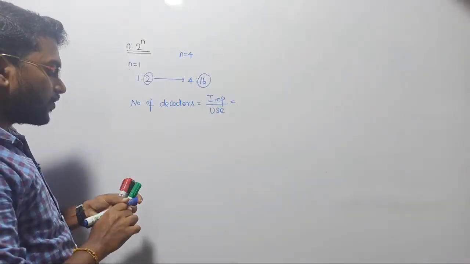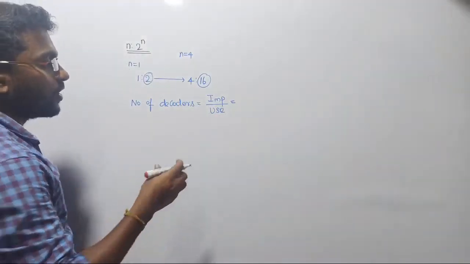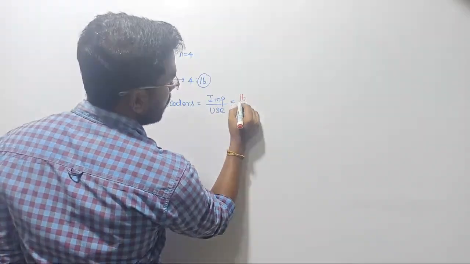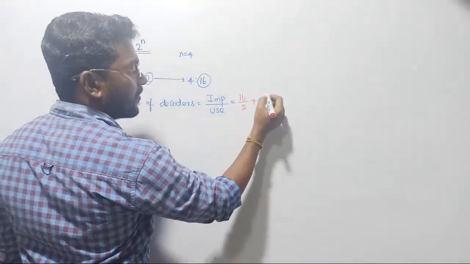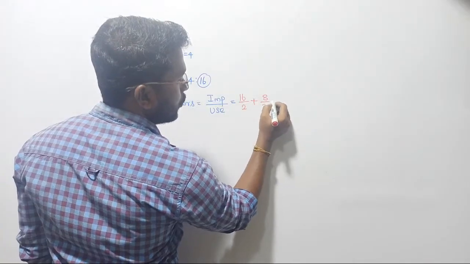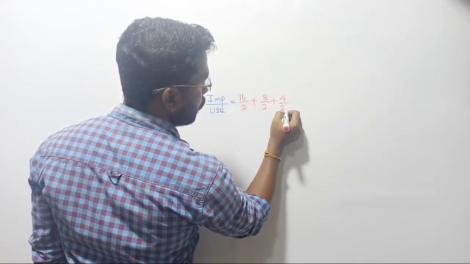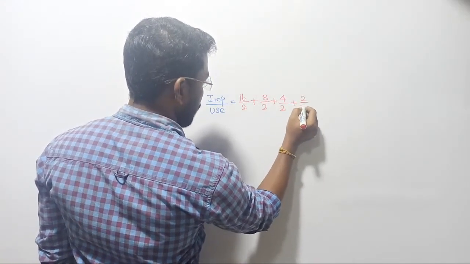Let's see the answer for this one. The implementation is 16 upon, and we are going to use 2. If I cancel it, we are getting 8. Again, 8 can be divided by 2, we are getting 4. Again, 4 can be divided by 2, we are getting 2. Again, 2 can be divided by 2.